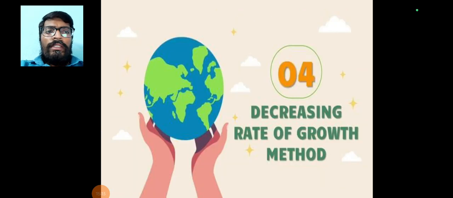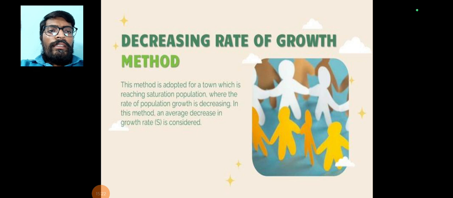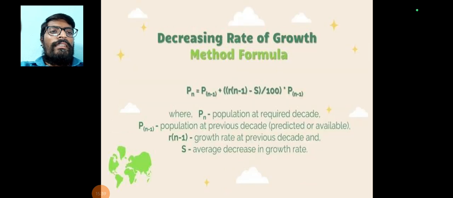So now coming to the next method, that is the decrease rate of growth method. This method is adapted for a town which is reaching the saturation population where the rate of population growth is decreasing. In this method, the average decrease in growth rate S is considered. So here the formula is given.